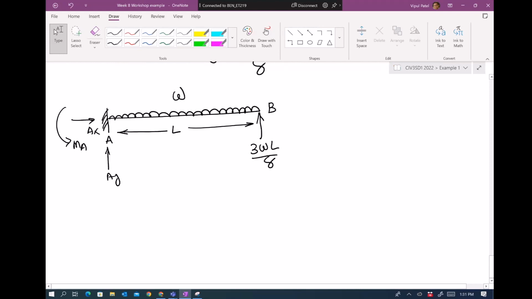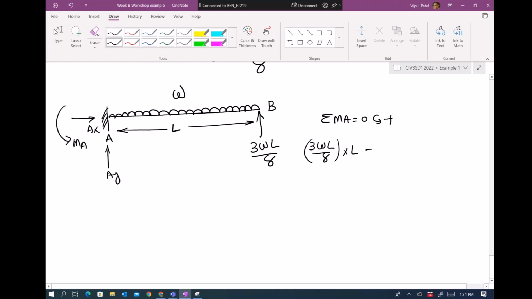All right. So in that case, let's say sum of the moment at A equal to 0, anti-clockwise is positive. 3WL over 8 times L minus, plus MA equal to 0. So MA equal to minus 3WL square over 8. We forgot the distributed load, yeah, this one. Yep, thank you. So let me add in minus WL times L by 2 plus MA equal to 0. 3WL square over 8 minus WL square over 2.